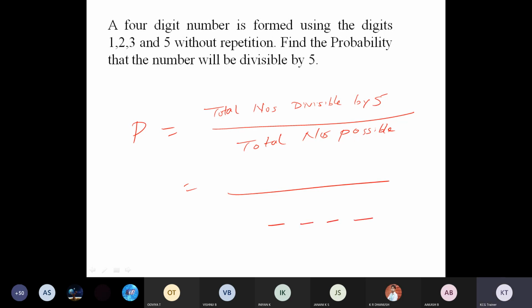Now, a four-digit number can be formed using 1, 2, 3, and 5 without repetition. The first digit can be any of the four digits, and then 3, then 2, and 1.